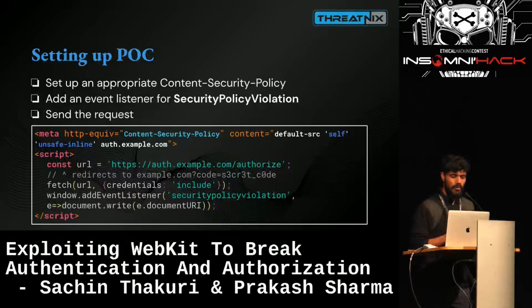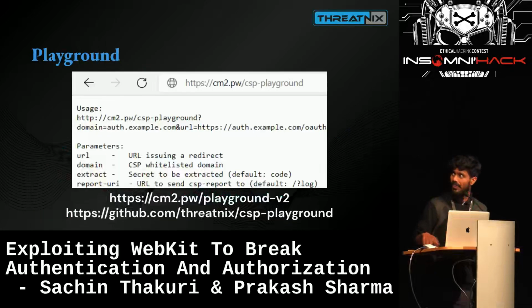Whereas the policy only allows loading of resources from the page itself and the domain specified, that is auth.example.com here. So as Sachin said earlier, an attempt to load resources from any other domain should violate the policy and trigger a security policy violation event. Then the document URI attribute would have the value of the actual blocked URI, and it contained the full URL, not just the origin. So this was the original POC that we reported to Apple and that we talked about in our talk at Black Hat, but we found several bypasses later on that we'll talk about later.